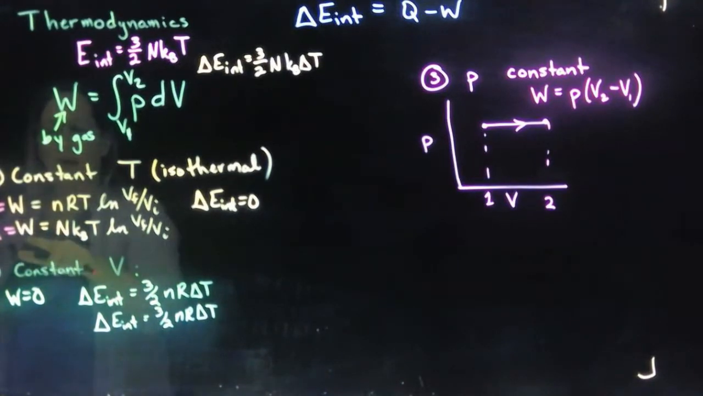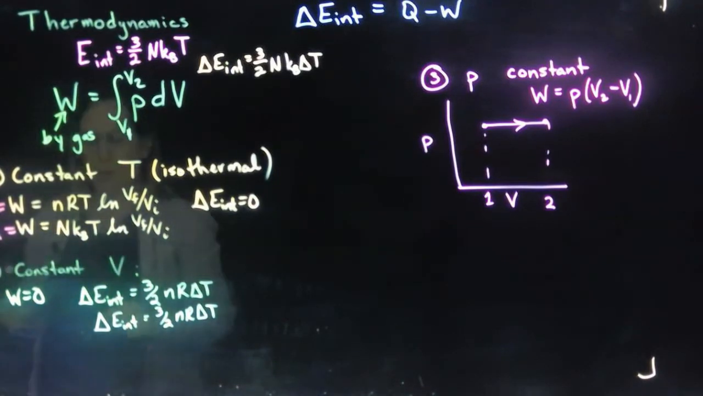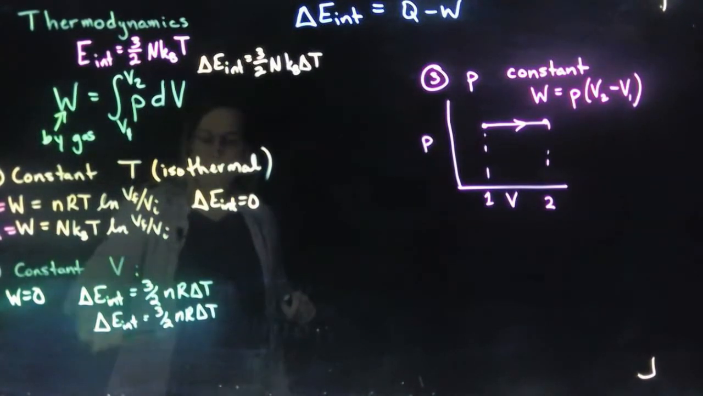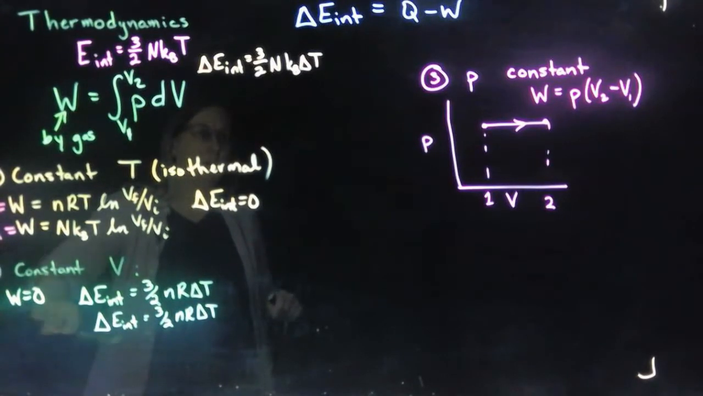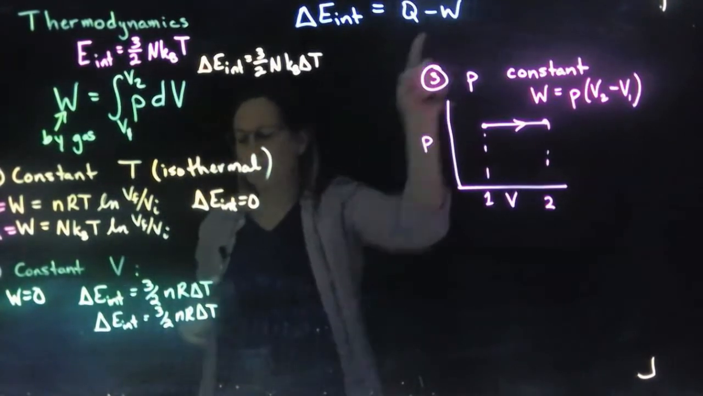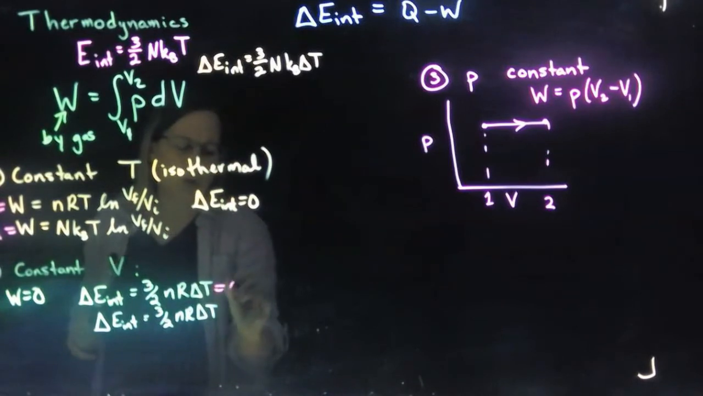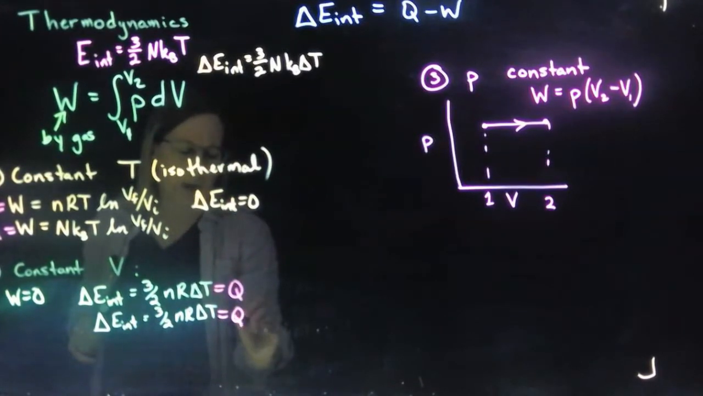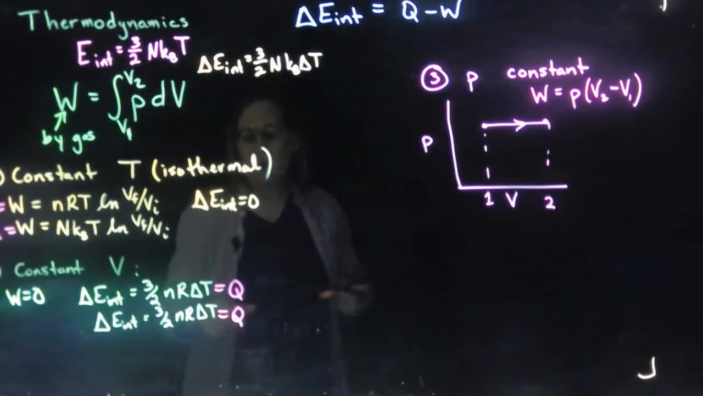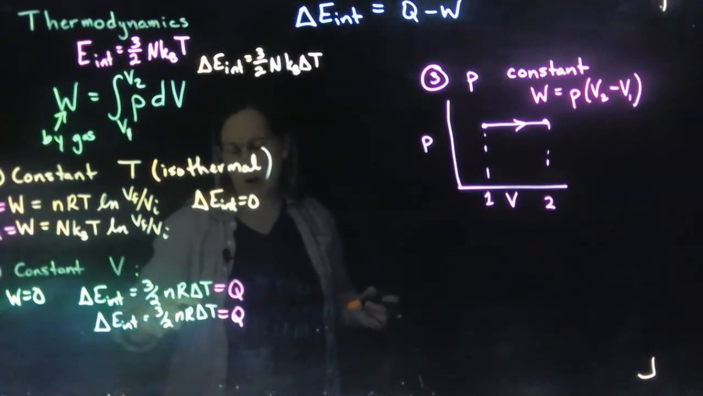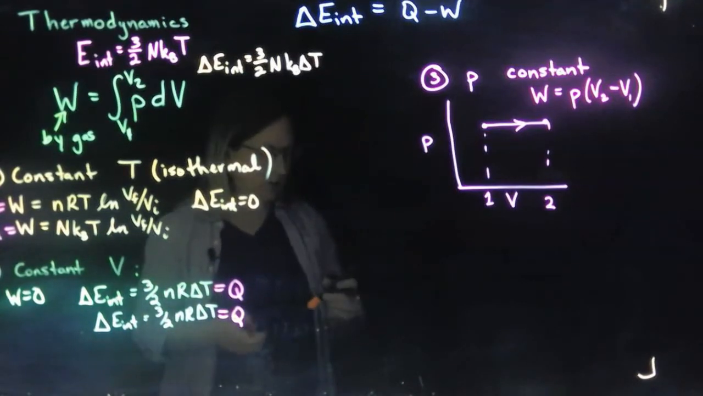In other words, any work done comes from the heat, or vice versa. Any of the heat that goes into the system goes into work. When you have constant volume, there's no work done. So if work is equal to 0, then this change in internal energy is the way we get the heat. So as this heat that's transferred into the system causes a change in temperature.